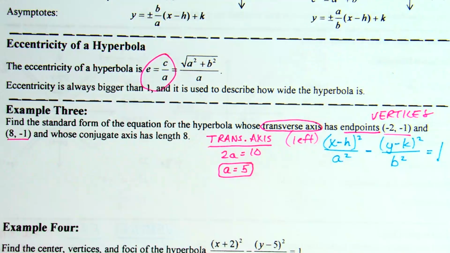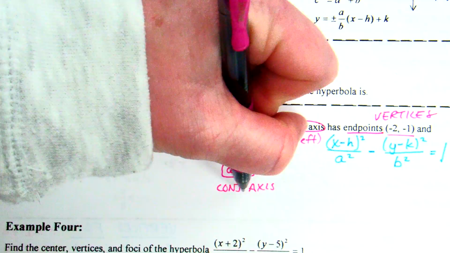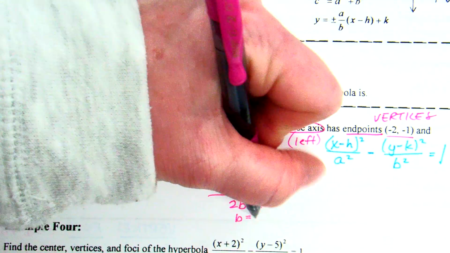Okay, can I talk about the conjugate axis for a moment? What do you see on the conjugate axis? Yeah, the conjugate axis has length 8. And if it has length 8, what does that tell me? 2b equals 8, and thus b is 4.